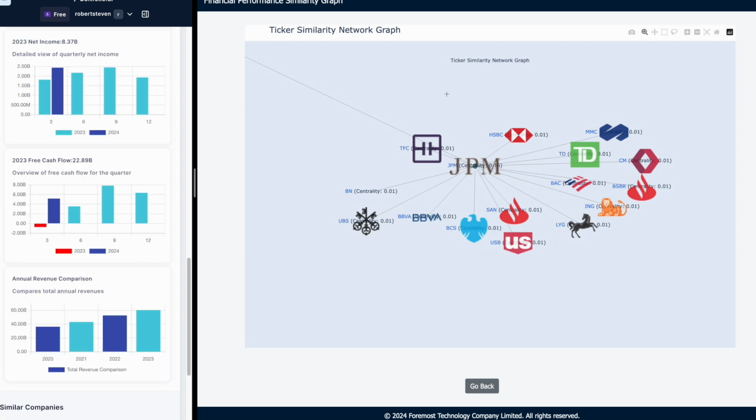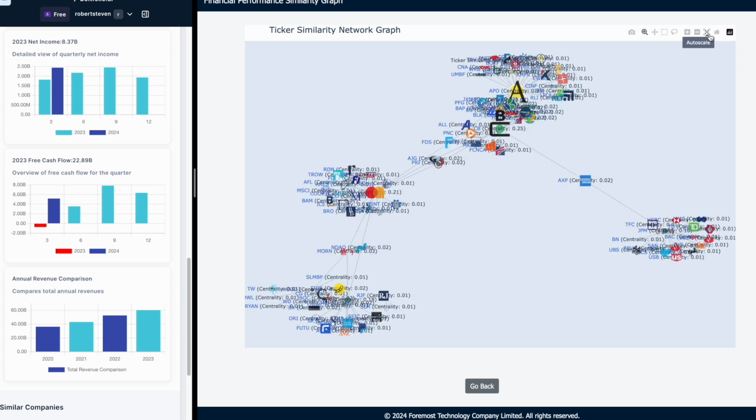Well, for JP Morgan, similar companies are HSBC, TD Ameritrade, Santander Bank, ING, US Bank, Barclays, BBVA, UBS, right? These are your systemically important money-centered kind of banks, which is exactly what I would expect.